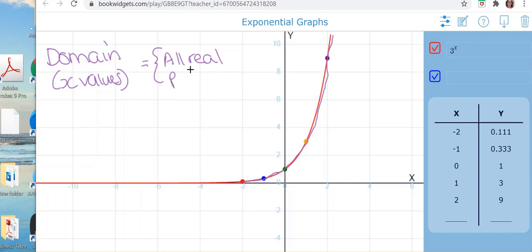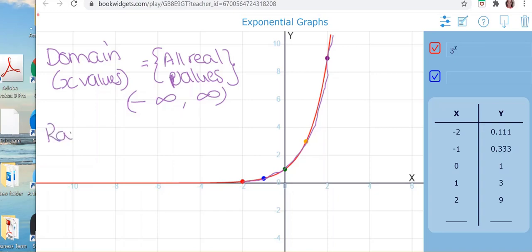Oop, so I want values. Let's change that to values. Get my eraser in a second. Or you may see it written as negative infinity to positive infinity. So this is all the x values for the domain.